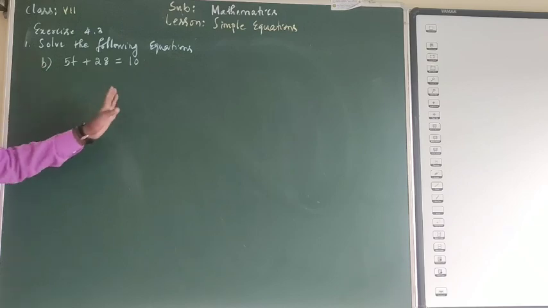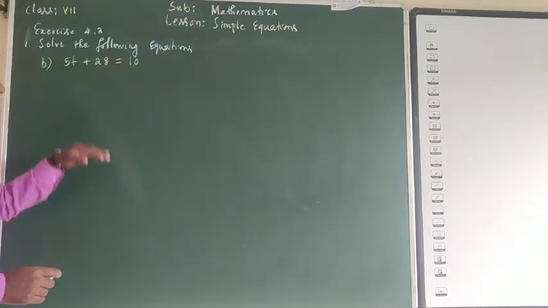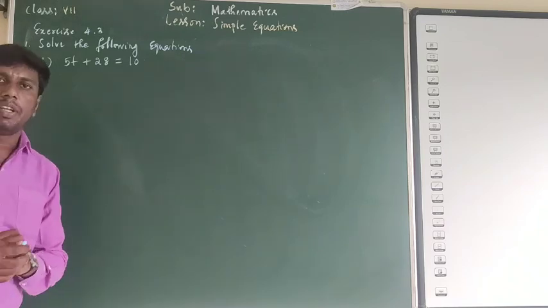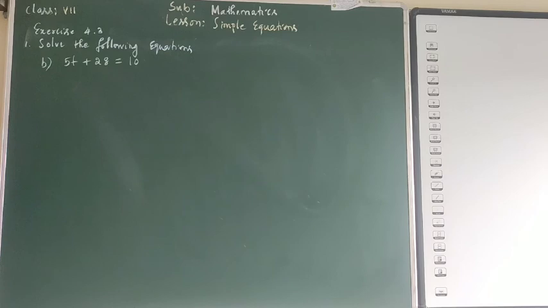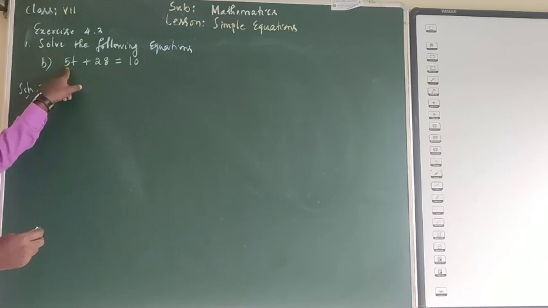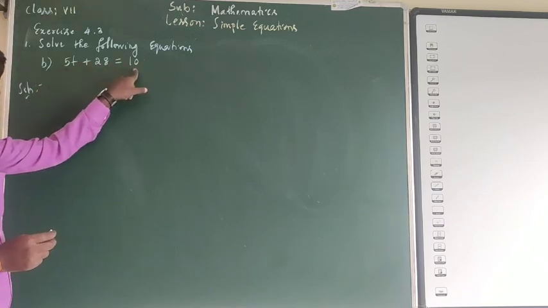This is b. I will solve a after that. Okay, first we will understand b. It is a simple equation. Question a is having a rational number, so again we will go for the question a. Okay. Now solution. The equation is 5t plus 28 is equal to 10.